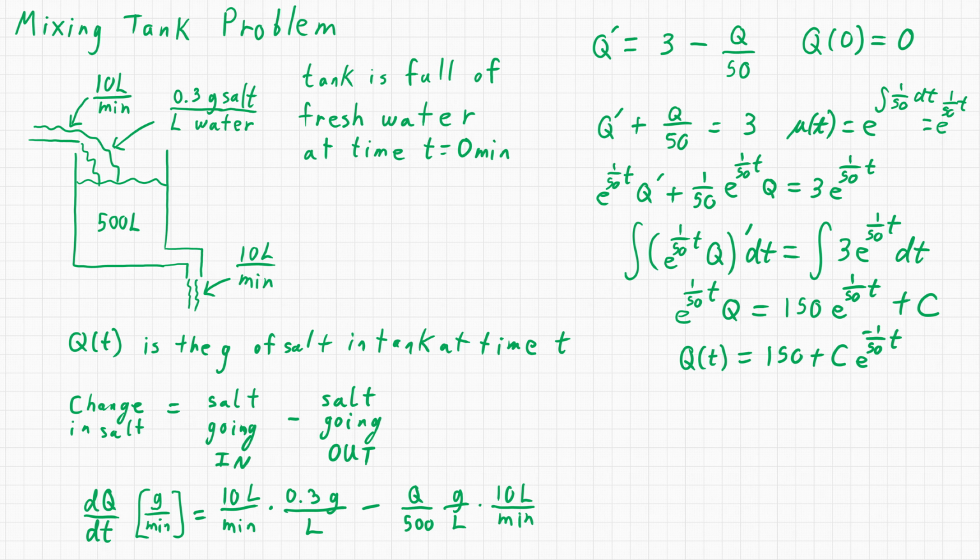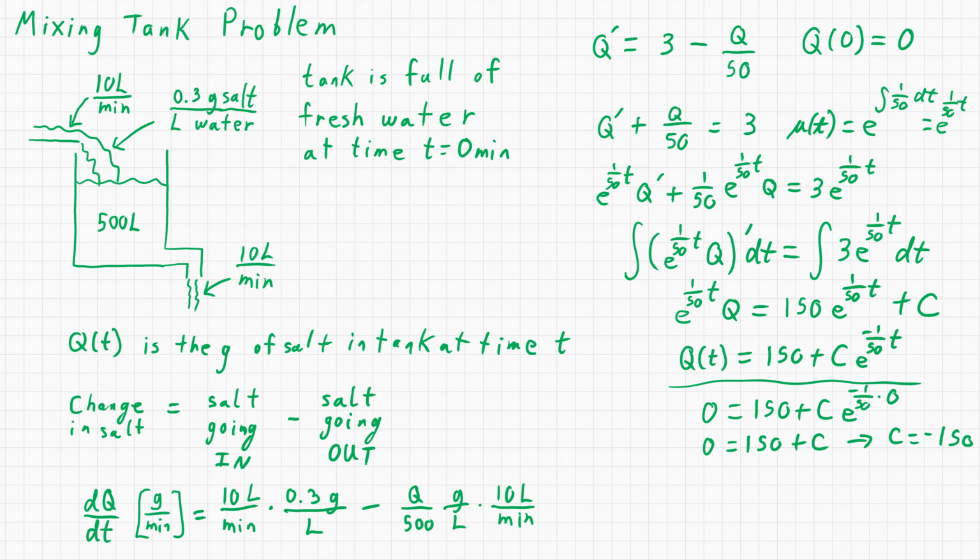So now we want to figure out the c for our initial condition here, q of 0 is 0. So when t is 0, q of t is 0, so I'm going to have 0 equals 150 plus c times e to the negative 1 over 50 times 0. Well, that ends up being e to the 0. E to the 0 is 1, so we have 0 equals 150 plus c. So that means c is equal to negative 150. The solution is q of t equals 150 minus 150 e to the negative 1 over 50 t.